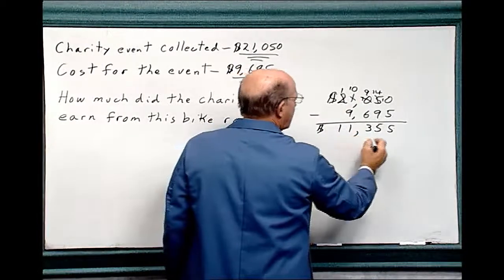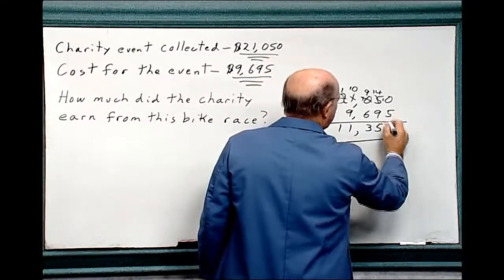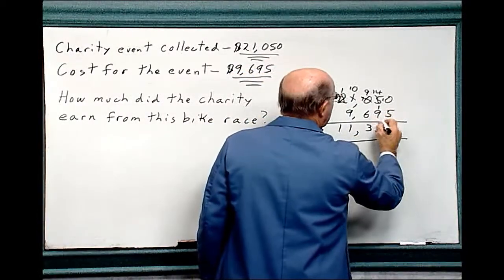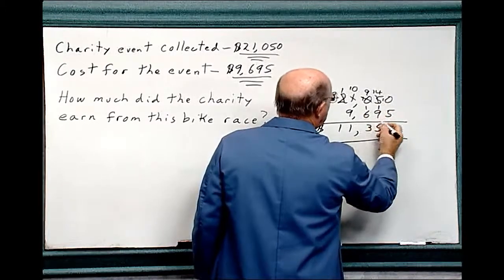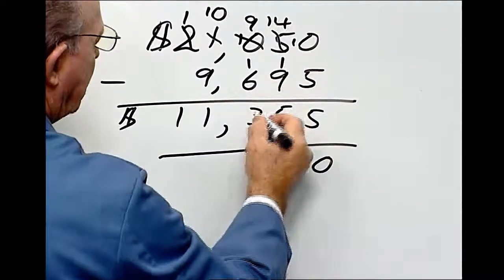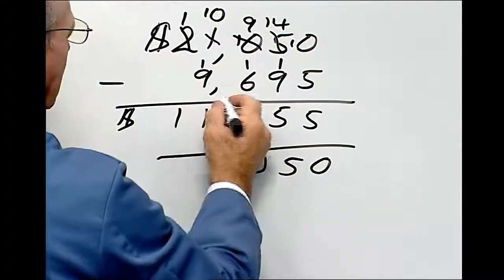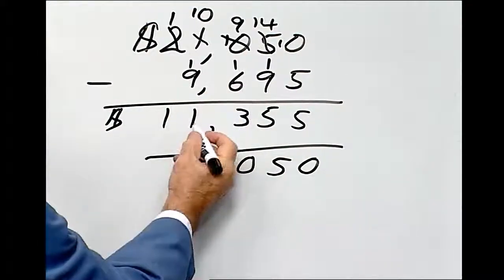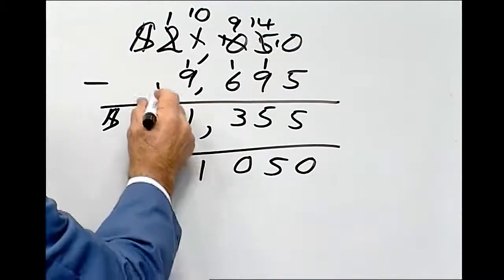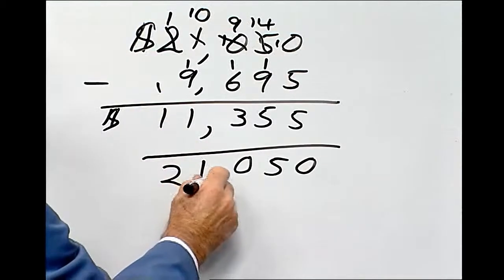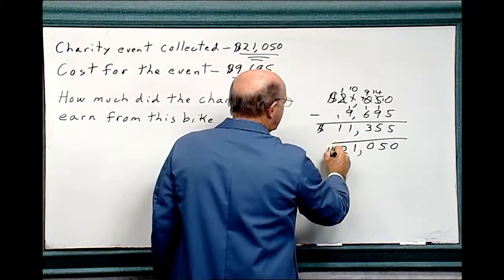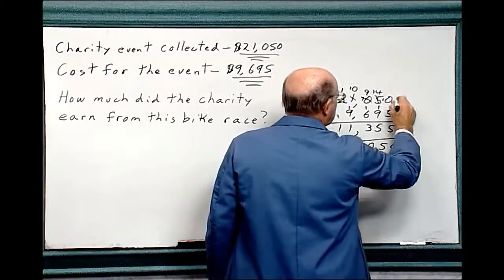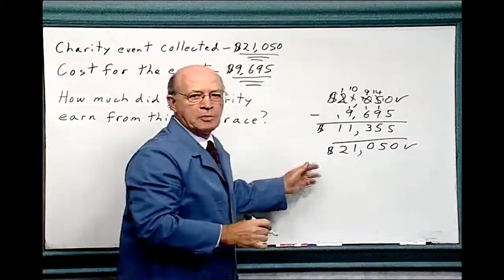Let's double check our math by adding these two numbers together, and we'll see if we got the same number over here. So 5 plus 5 is 10. 1 plus 9 is 10, plus 5 is 15, plus 1. 1 plus 6 is 7, plus 3 is 10. 9 plus 1 is 10, plus 1 is 11. 1 plus 1 is 2. 21,050 is the same number. So this double checks with this number, so we know we did the math right.